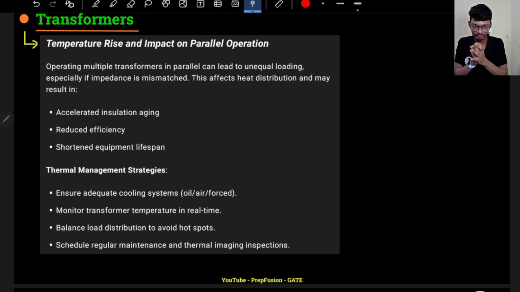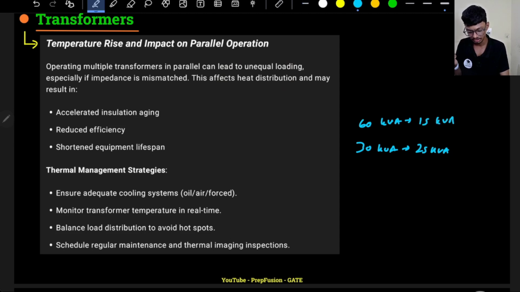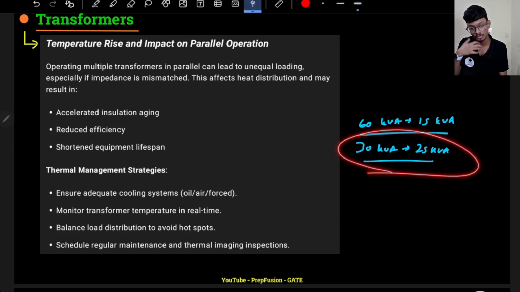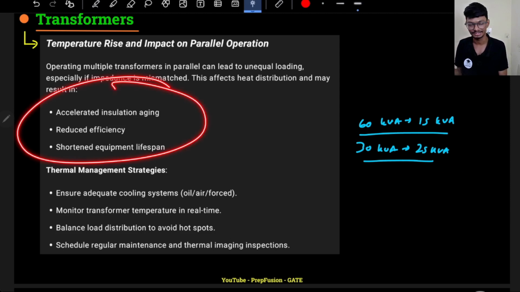Basically, if one transformer is rated for 30 kVA and another is rated for 60 kVA, and I'm delivering a load of 40 kVA, but the 30 kVA transformer is actually loaded with 25 kVA and the 60 kVA transformer is only loaded with 15 kVA, that is not a good thing. Overall I'm sharing 40 kVA, which is fine, but one is overloaded and the other is underloaded. Of course, if it is overloaded, more heat will be developed and it will get damaged soon. So that is what is written over here.